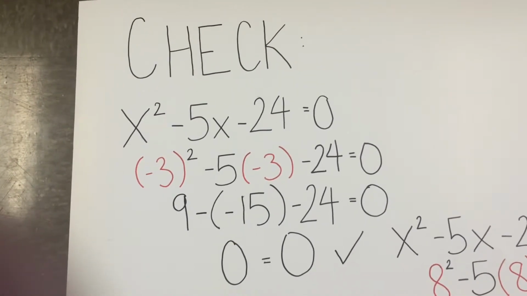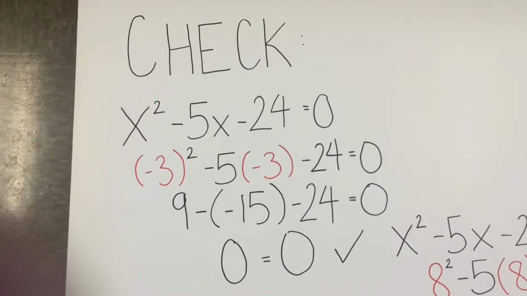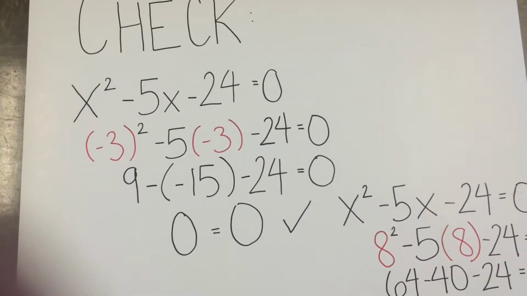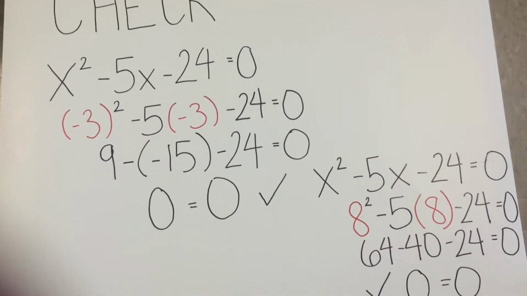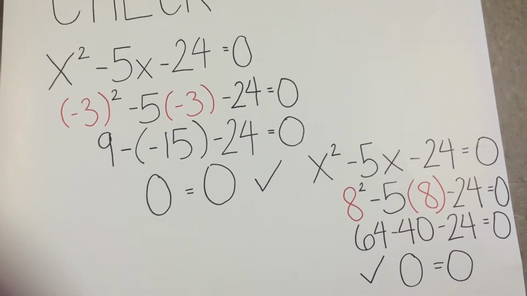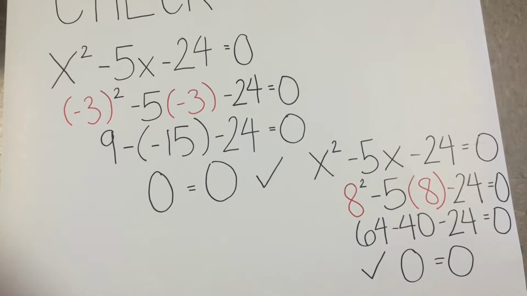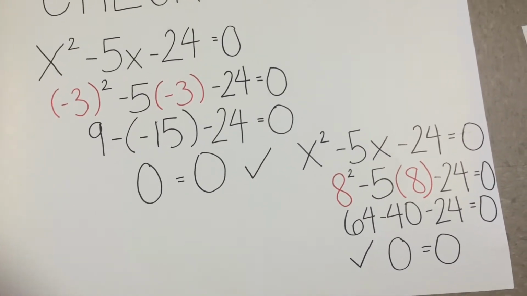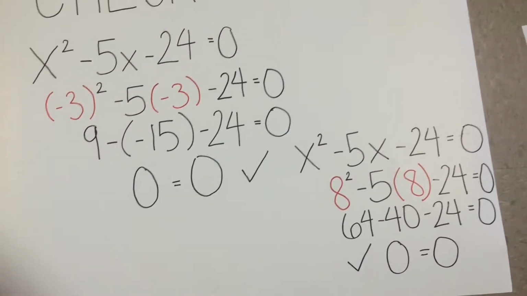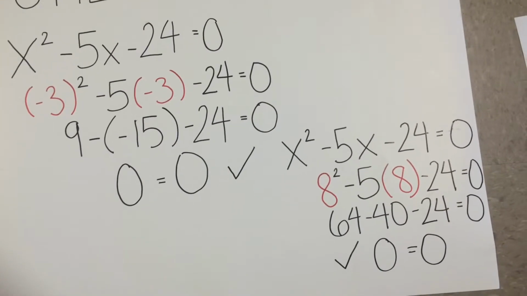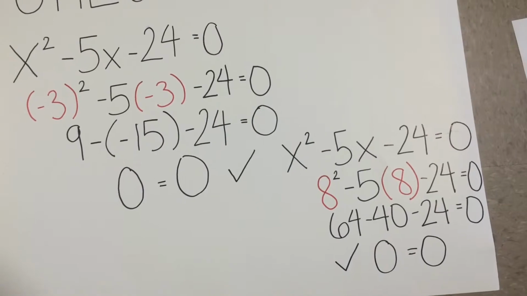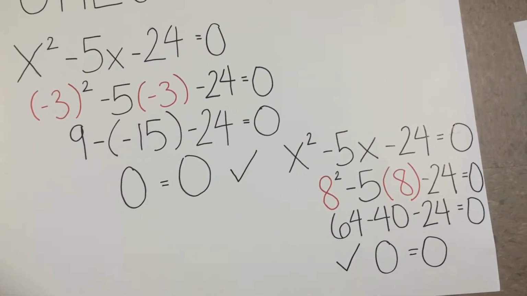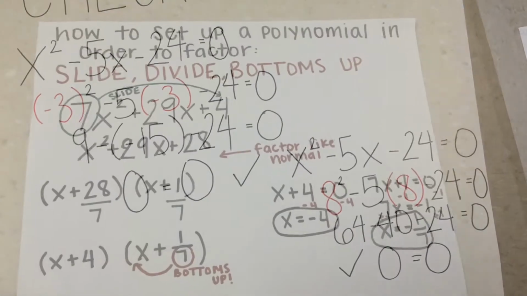When you plug in -3, you get 0 equals 0, which is correct. -3 squared minus -5 times -3 minus 24 simplifies to 9 minus -15 minus 24, which equals 0. When you plug in 8, you also get 0 equals 0. 8 squared minus 5 times 8 minus 24 simplifies to 64 minus 40 minus 24, which equals 0, so both of them are correct.